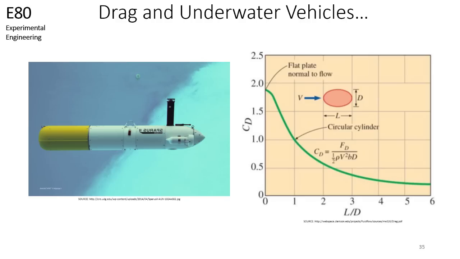Drag is very important in the design of underwater vehicles as well. In the graph on the right, you can see the effect of the length to diameter ratio on the coefficient of drag of a submersible. This is why the cigar shape, with a high length to diameter ratio, is a common one for underwater vehicles.